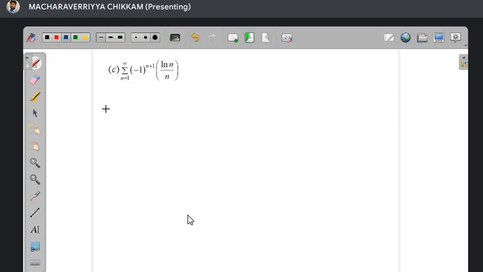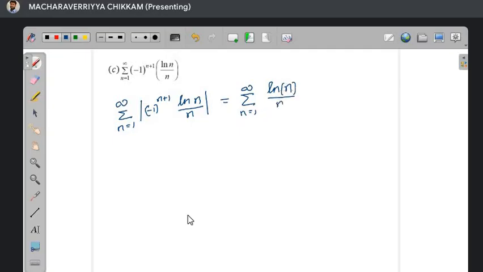Okay, let me take the corresponding absolute series. If I take the absolute value of this. Convergence, sir. Which one is it, conditionally or absolutely? Absolutely convergent. Fine. So we have ln n by n, right? I'd like to apply the integral test. I'll go with the integral test.